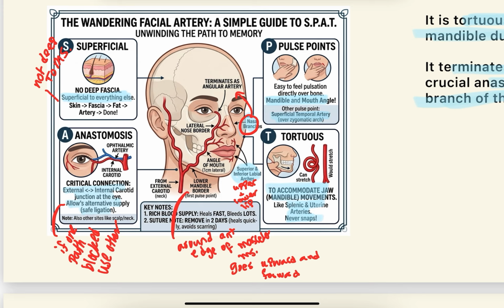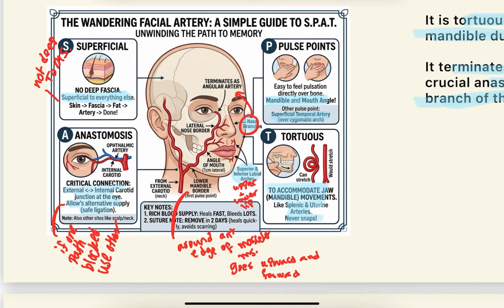And we have another pulse point, for example, the superficial temporal artery, which will be over the zygomatic arch, the one that we talked about, the zygomatic arch like this. It's tortuous to accommodate the mandible movement. And we said that the external and internal carotid will do the junction. Why they will do the junction, I'll explain again.